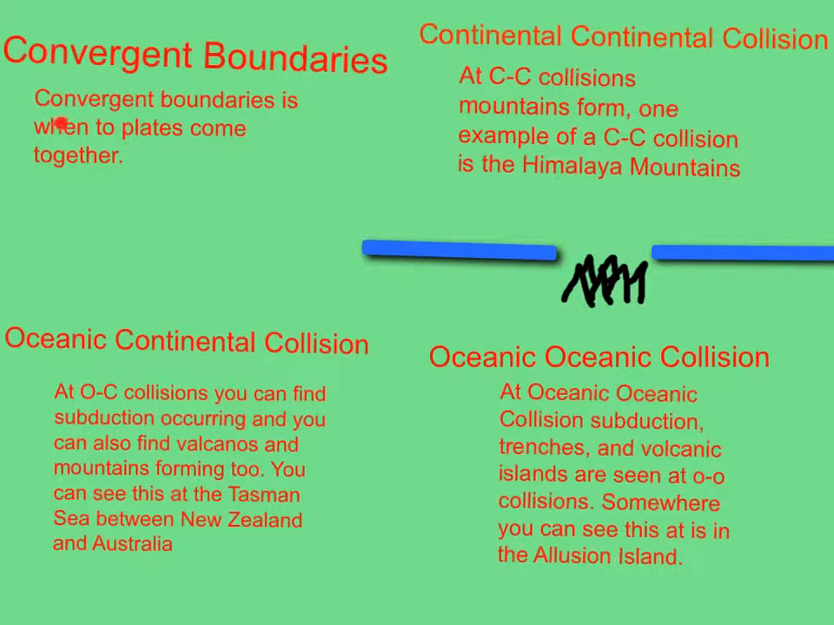Convergent boundaries. Convergent boundaries is when two plates come together. Continental-continental collision. At continental-continental collision, mountains form. One example of a continental-continental collision is the Himalaya Mountains.